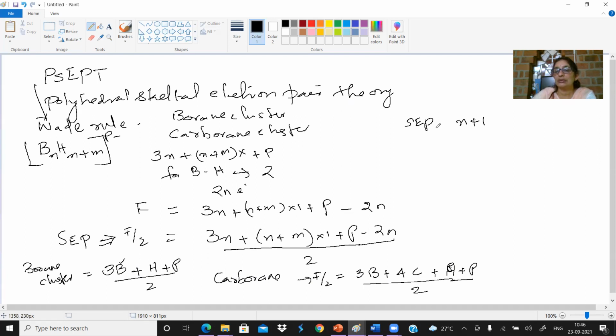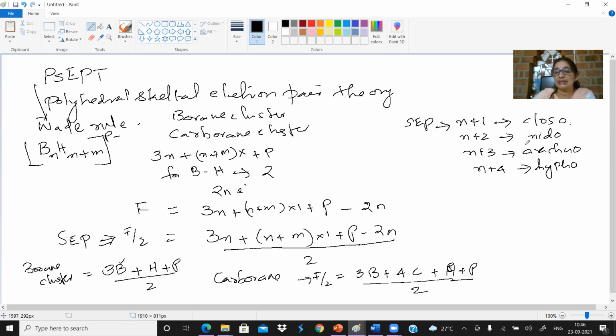If it is equal to n plus 1, then you call this a closo. You say that it is a closo borane. If it is n plus 2, we call this a nido borane. If it is n plus 3, it is an arachno borane. If it is n plus 4, it is a hypho borane. Remember, we are correlating the skeletal electron pairs to the structure.